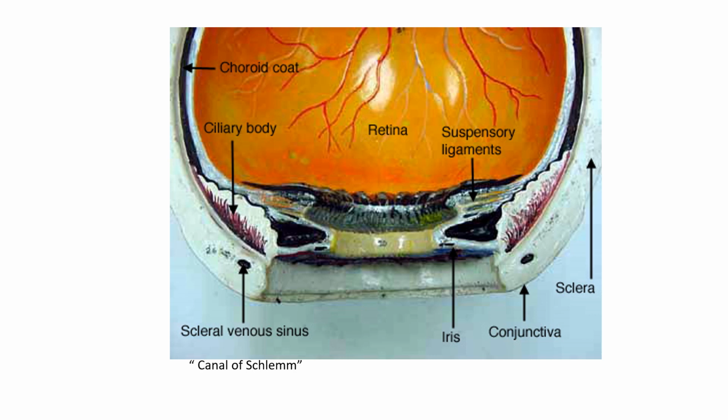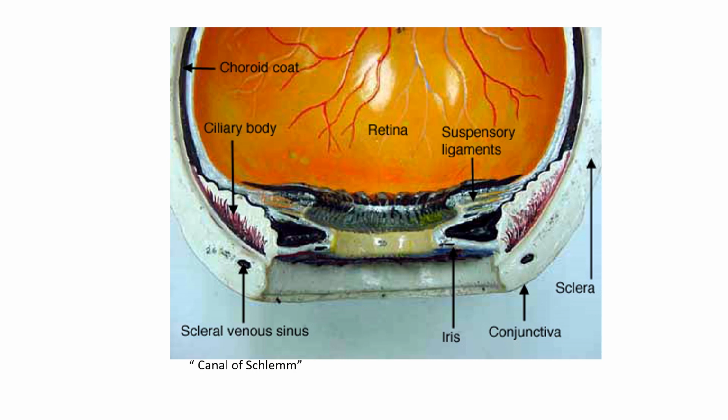We can see the suspensory ligaments coming off of the ciliary body. Here's the ciliary body. And as we learned in the previous slide, the anterior chamber of the anterior cavity would be filled with aqueous humor. It is actually the ciliary body that makes that.